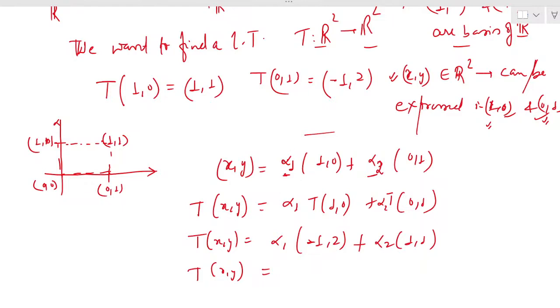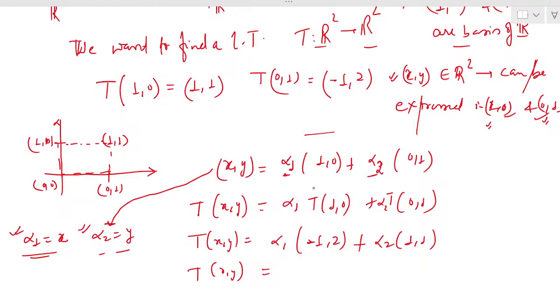Okay, this is fine. Alpha 1 comma 0 I have written. Remember that this alpha 1 is nothing but equal to x, and alpha 2 is nothing but equal to y. Remember this is the case. This is one thing that you should remember.